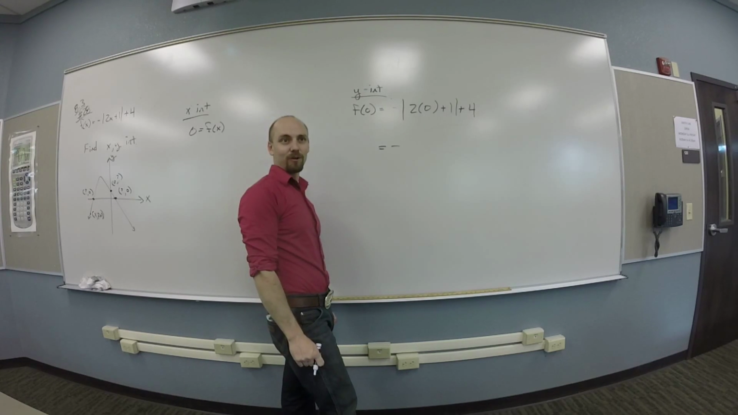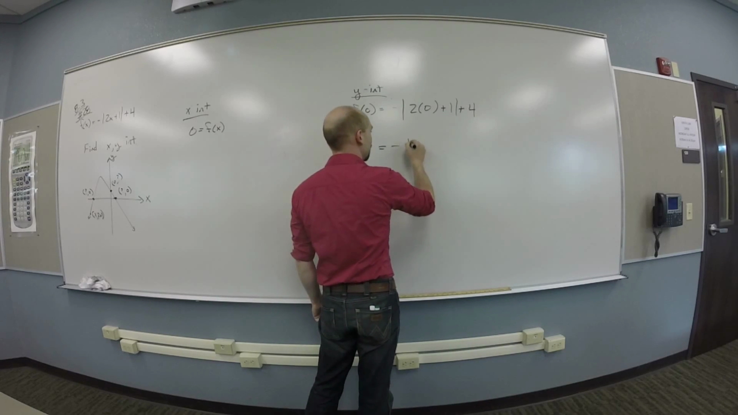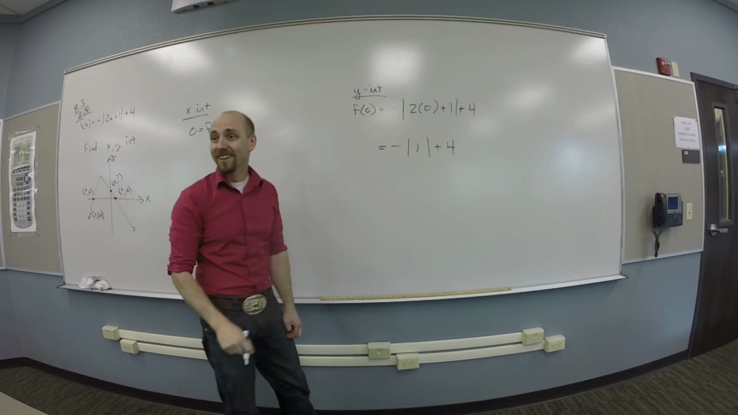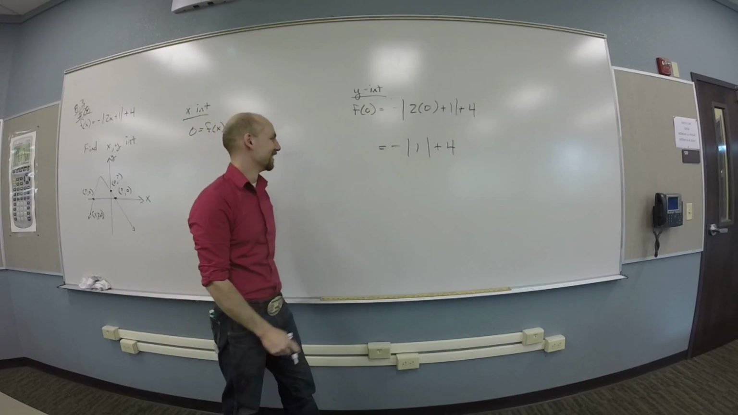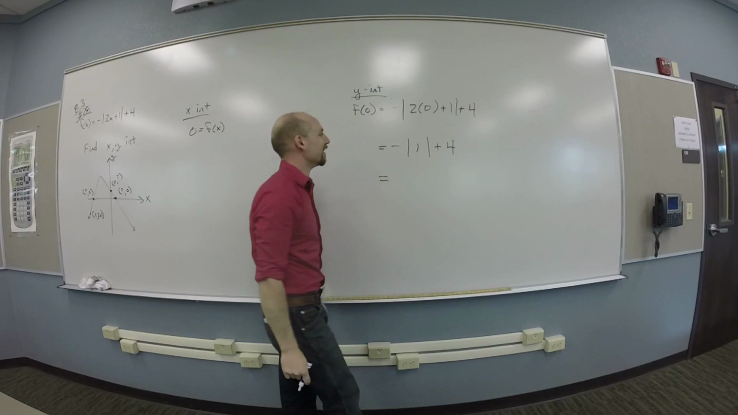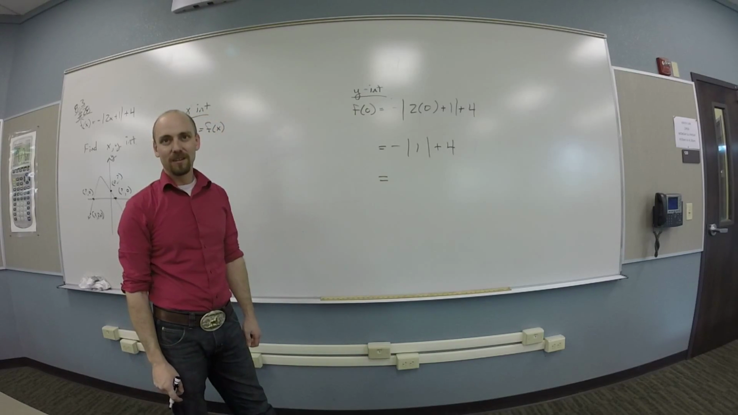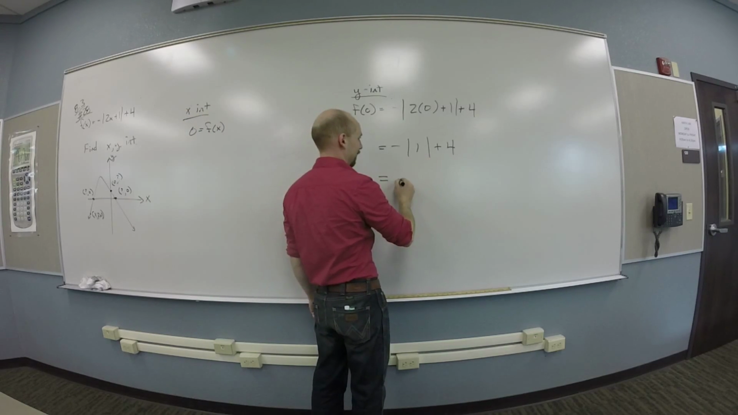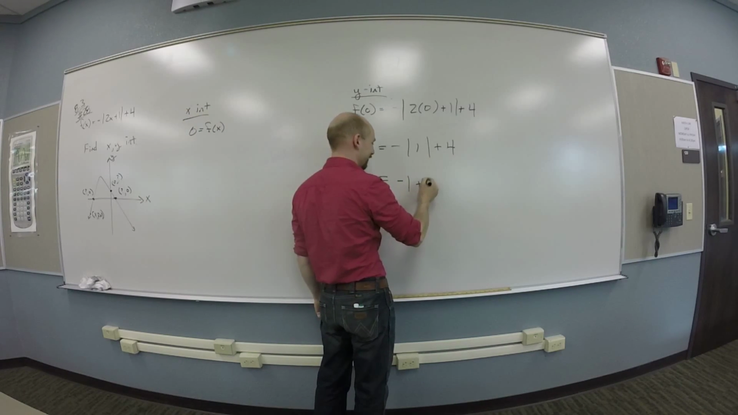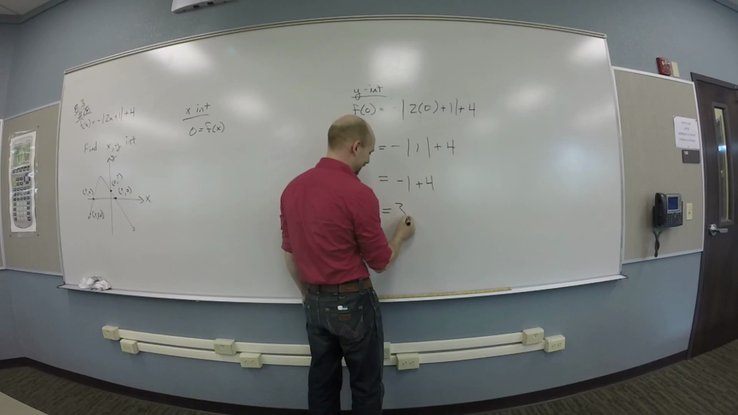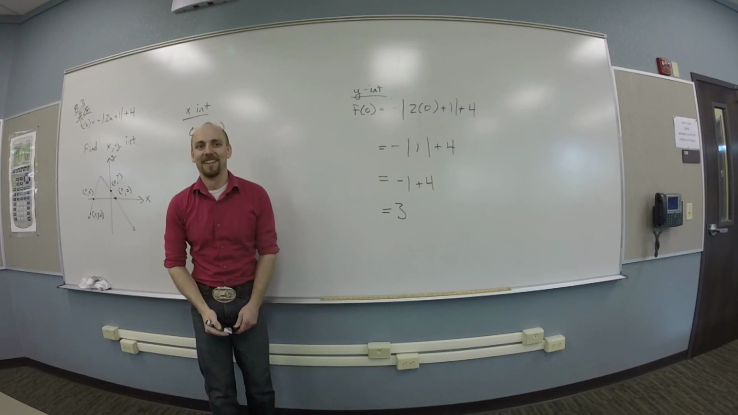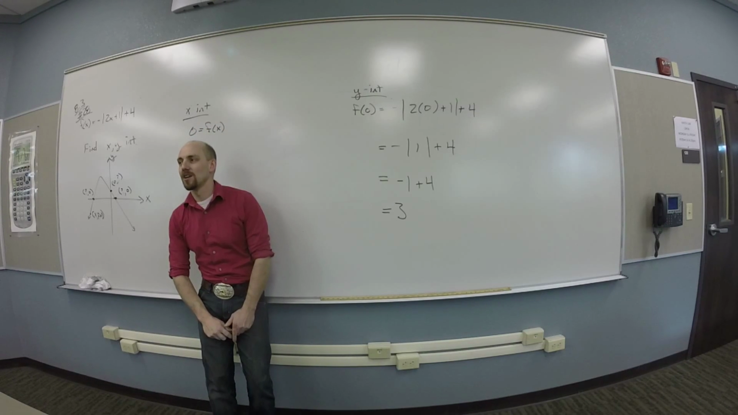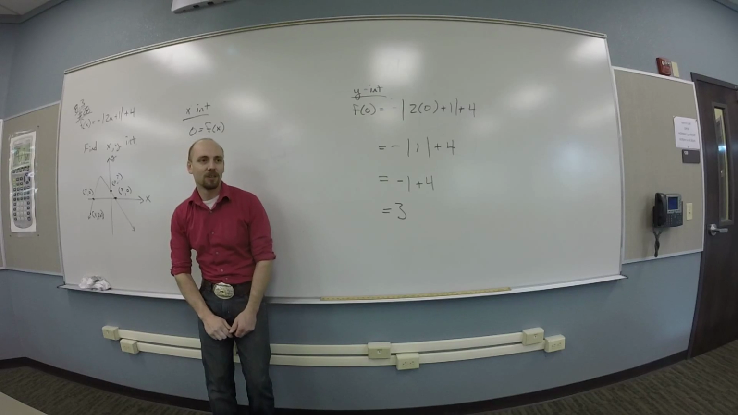2 times 0 is 0, plus 1 is 1. Let's just ignore the fact that it's 2 times 0. Don't worry, you're not the only person to ever do that. Be careful with them. All right, what's the absolute value of 1? 1. So I've got negative 1 plus 4, which gives you 3. I called it way earlier. So why doesn't the negative go away when you do the absolute value? Because it's outside.